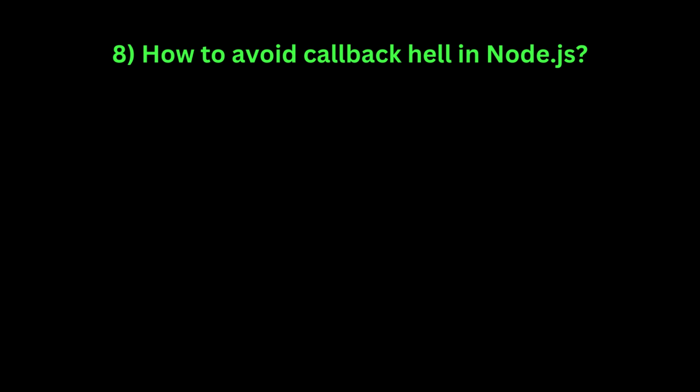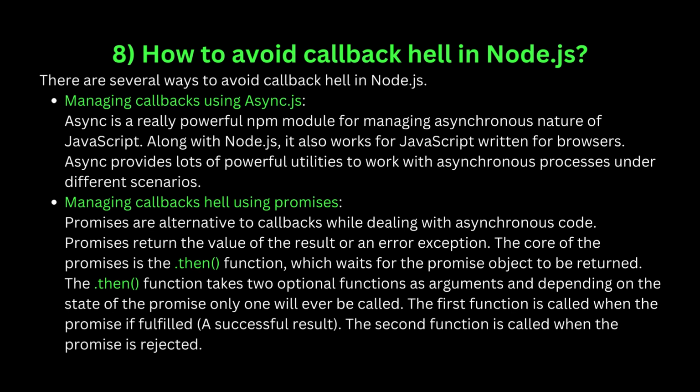Question 8. How to avoid callback hell in Node.js? There are several ways to avoid callback hell in Node.js. Managing callbacks using async.js. Async is a really powerful NPM module for managing asynchronous nature of JavaScript. Along with Nodejs, it also works for JavaScript written for browsers. Async provides lots of powerful utilities to work with asynchronous processes under different scenarios.